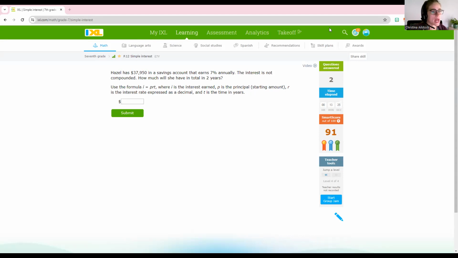All right, Hazel has $37,950 in a savings account and earns 7% annually. The interest is not compounded. How much will she have in total in 2 years? Use the interest formula I equals PRT, where I is interest, P is principal, R is rate, and T is time.